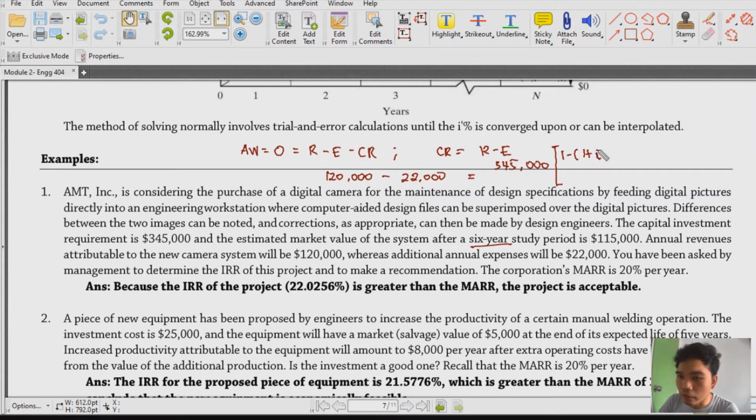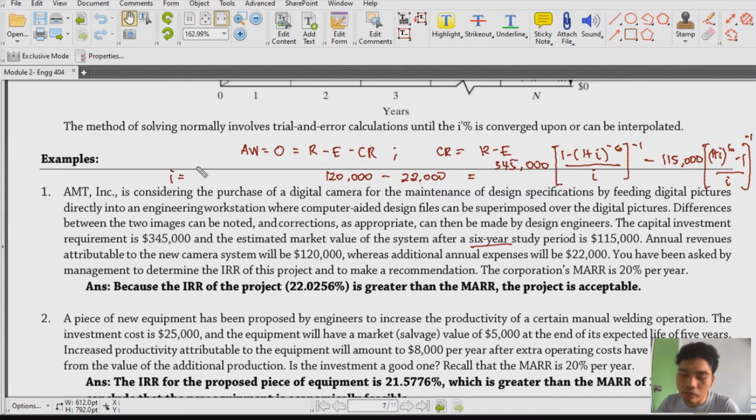Now our I is the unknown, so that is I, and then we raise this to negative 6, and then divided by I, and then we raise this to negative 1. Okay, so that we are able to amortize this in 6 annual payments. And now for the salvage value, we subtract this. So minus, we have, where is that? 115,000. This is multiplied with 1 plus I raised to 6 minus 1 over I, and then we raise this to negative 1. Okay? And then solving for I, we will be able to obtain it.